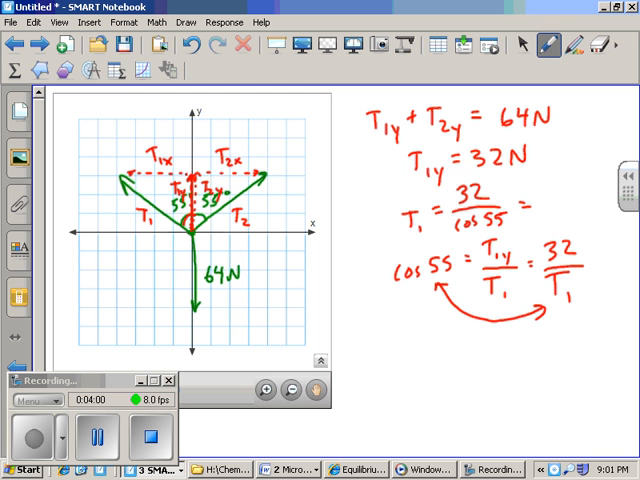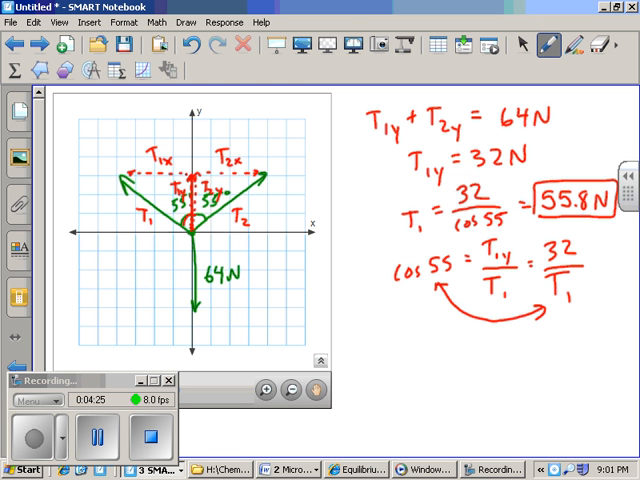Calculate that out. What do we get? T1. Let me push the buttons on my calculator here. 32 divided by cosine of 55. I calculated 55.8. Oh, so that's not degrees. That's newtons. We already know the angle. Boom. That's all there is to equilibrium problem number 3.